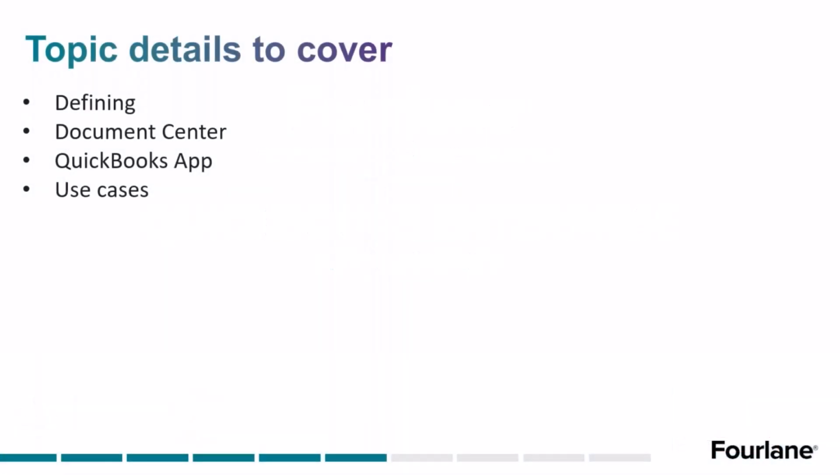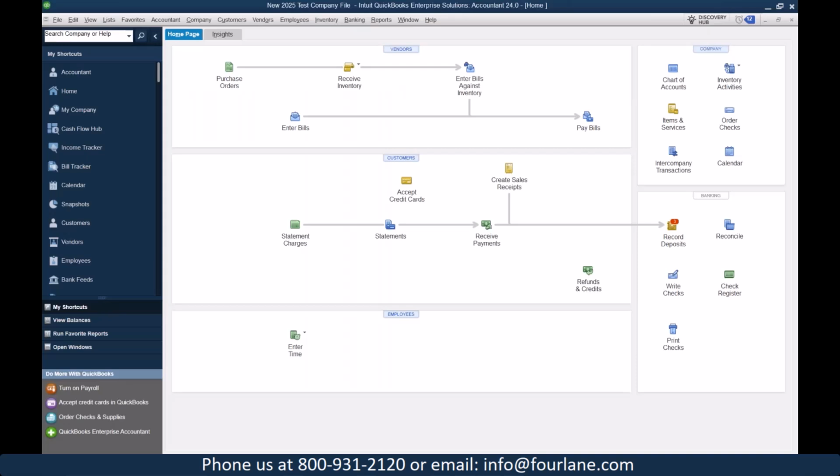So again, we're going to be going through attachments today. First, we're going to start by defining those. We're going to look at the document center. I also have a couple of screenshots from the QuickBooks Desktop app, and I'm also going to be talking through some use cases. So we'll go ahead and get started here.